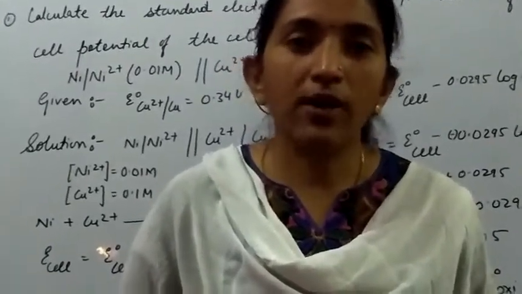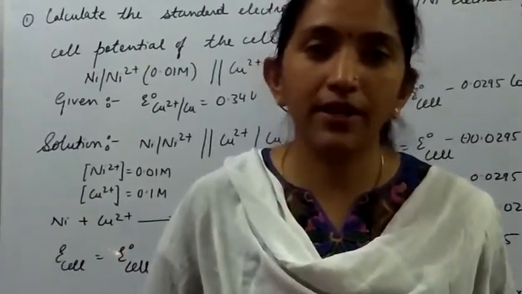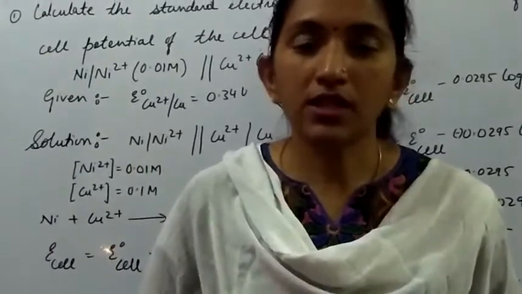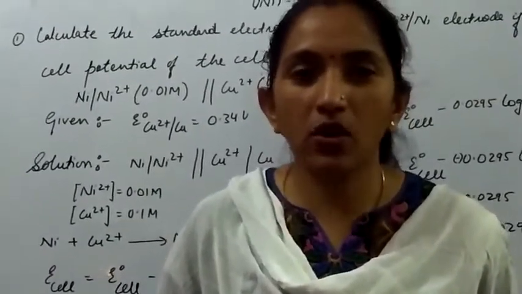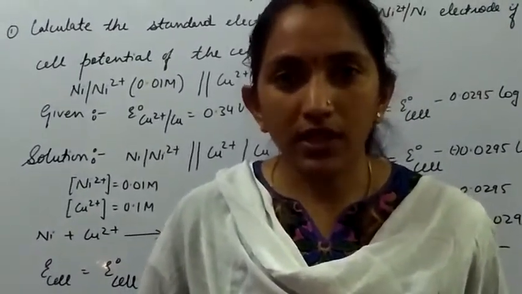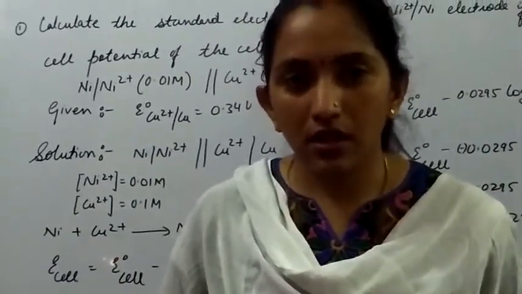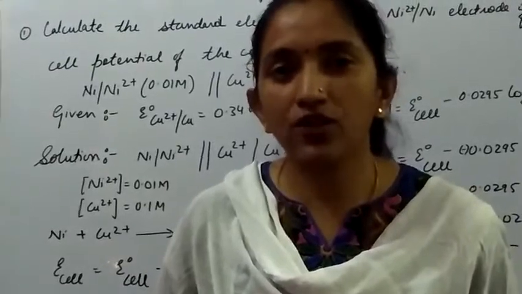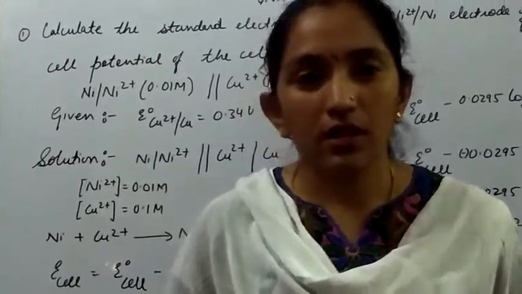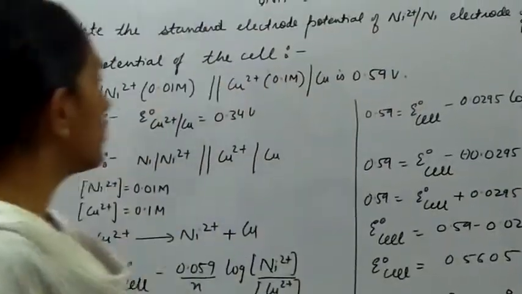Right, now one by one we will discuss the numericals related to the Nernst equation. So just see the first numerical. It is based on the EMF of the cell, the electrode potential, and the concentration of the electrolyte used in the electrochemical cell. Right, now just have a look over here.